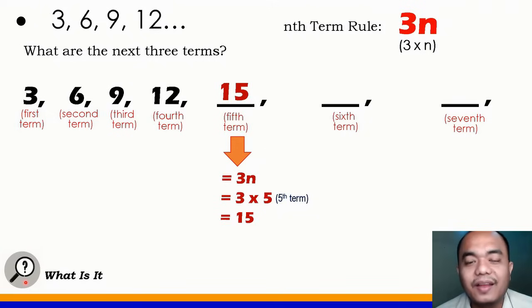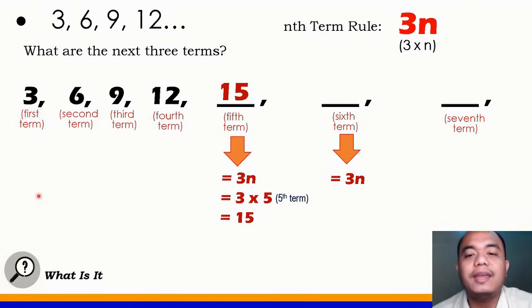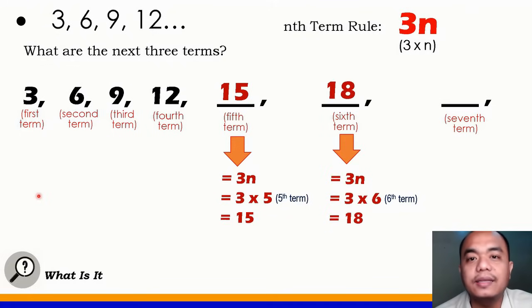Get it? Okay, next. The n term rule is again 3n. This time, what number should be used for n? Okay? Again, we are looking for the sixth term. And sixth term represents number 6. Okay? So, 3n. That's 3 times 6. So, 3 times 6, the 6 there represents the sixth term. And the answer is 18. So, 18 is the next number.